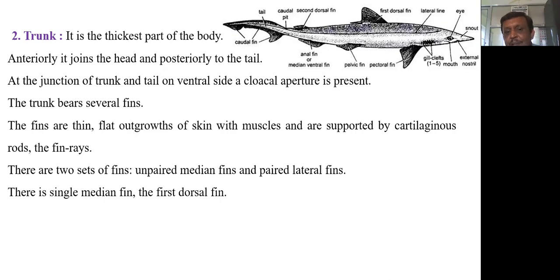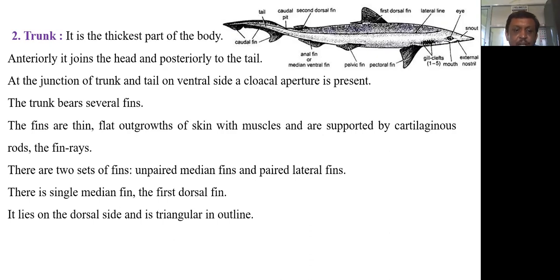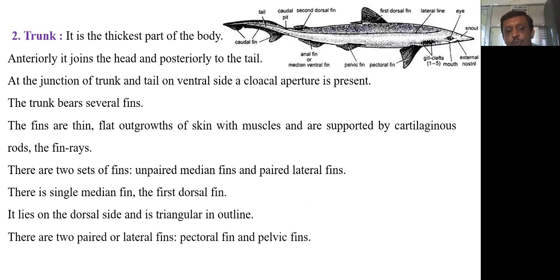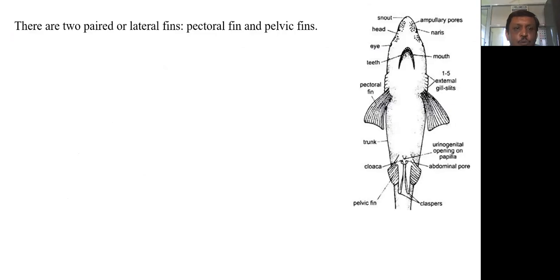There is a single median fin which is called the first dorsal fin, also labeled in the diagram. It is the first dorsal fin which is present on the mid dorsal side of the body. It lies on the dorsal side and it is triangular in outline. We can see in the diagram also that on the mid dorsal side the median dorsal fin is present, which is triangular in shape. There are two paired or lateral fins, that is the pectoral fins and the pelvic fins.